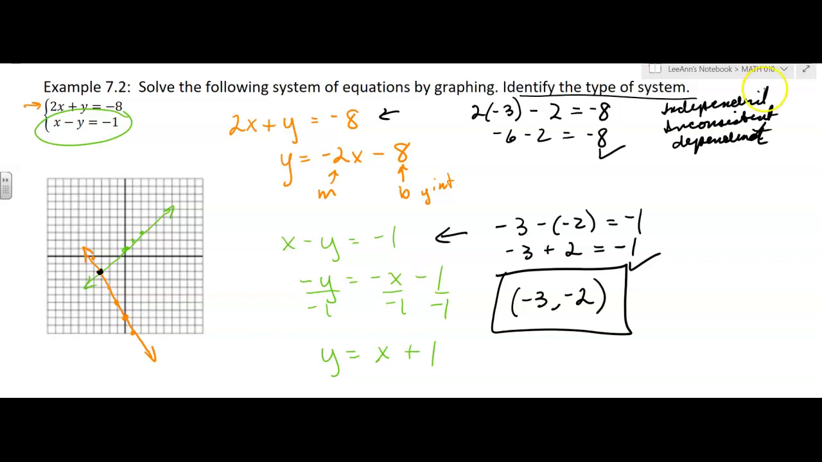Was it independent, inconsistent, or dependent? When it's inconsistent, that's when the lines are going to be parallel. When it's dependent, that's when it's just one line. So this is an independent system.